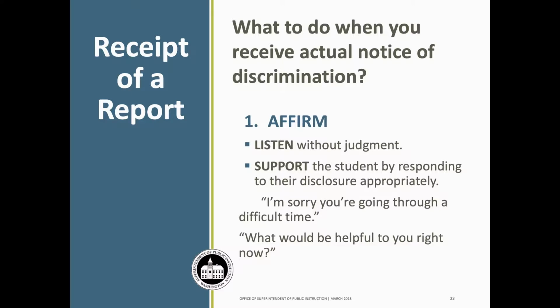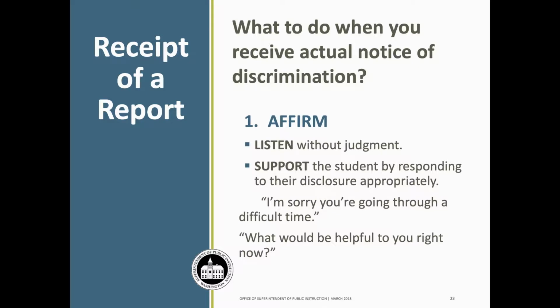When affirming the student or parent's decision to share their experience with you, affirm them by listening without judgment and supporting them by responding to their disclosure appropriately. For example, I'm sorry you're going through this difficult time. I am so sorry to hear about your experience. And what would be helpful to you right now? Especially during an initial disclosure of an incident in which the students may have experienced trauma.